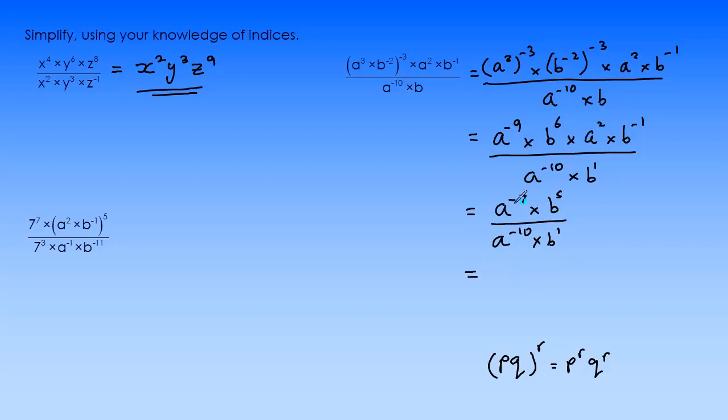And now we're left with dividing, where we subtract the indices. So here we'd be doing -7 take away -10, which is -7 add 10, so that gives us an a cubed. And here 5 take away 1 gives us b to the 4, and then lose the multiplication sign, so a cubed b to the 4.